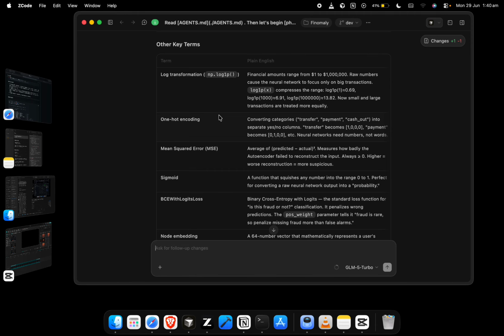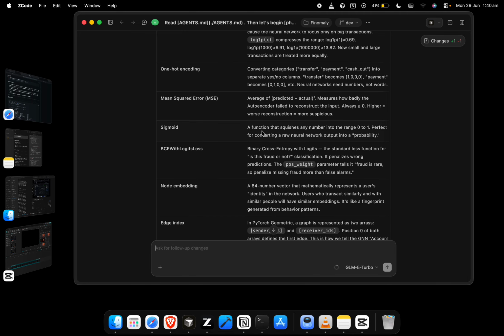One hot encoding, this converts categories, so that's the transfer, payment, etc., into separate yes or no columns. Transfer becomes 1000, payment becomes 0100. The MSE, that's the mean squared error. This is the average predicted minus actual squared. This measures how badly the autoencoder failed to reconstruct the input.